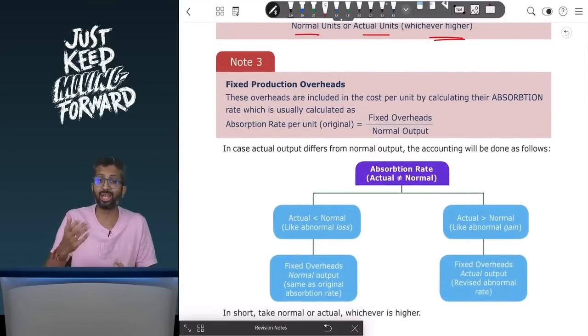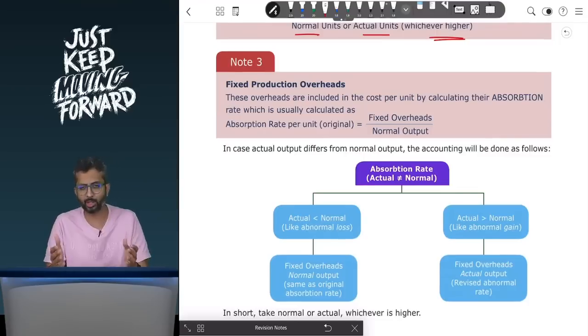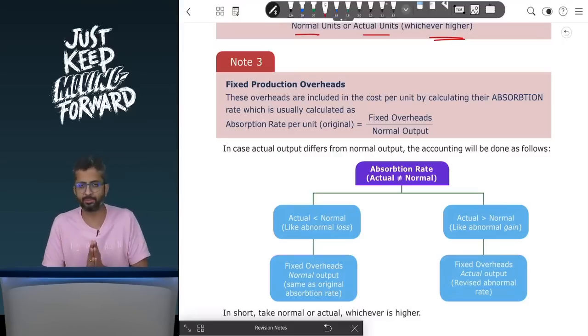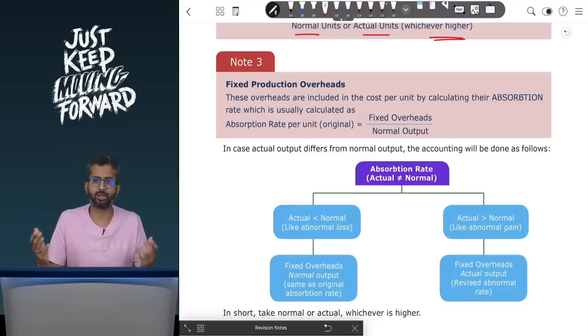That same principle is carried forward into absorption, where you want to find the cost per unit and there are fixed production overheads of 1 lakh rupees. You will divide the fixed production overheads by the budgeted or normal level of output. For example, 1 lakh rupees divided by 10,000 units, that is 10 per unit.